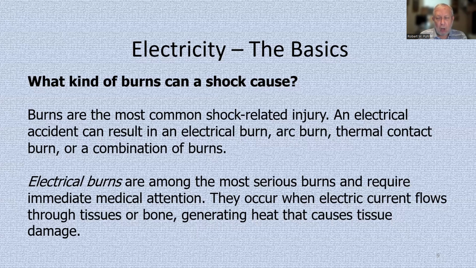Burns are the most common shock-related injury. An electrical accident can result in electrical burn, arc burn, thermal contact burn, or a combination of burns. Electrical burns are among the most serious burns and require immediate medical attention. They occur when electric current flows through tissue or bone, generating heat that causes tissue damage.